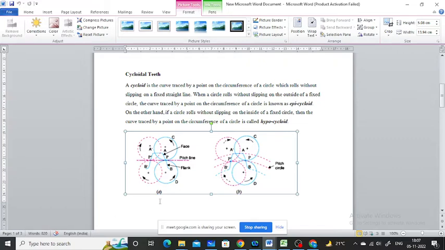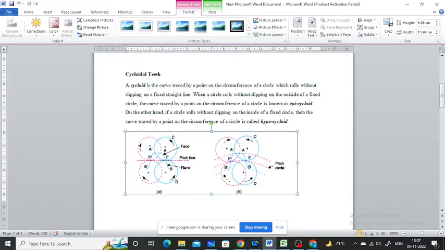Okay, and when the circle D rolls without slipping on a fixed straight line, then the point P on the pitch circle D traces the hypocycloid, which is the PB, and represents the flank of the cycloidal tooth. The tooth profile BPA, this one, BPA is the one side of the cycloidal rack tooth.